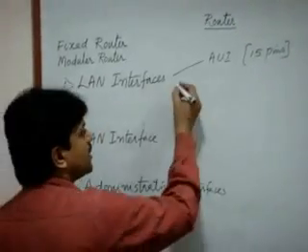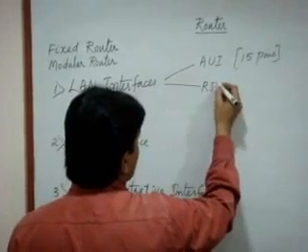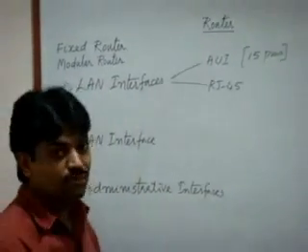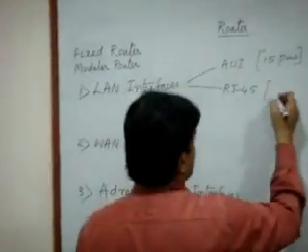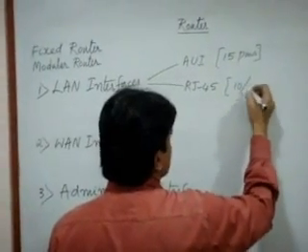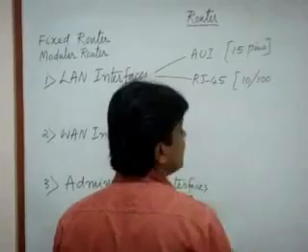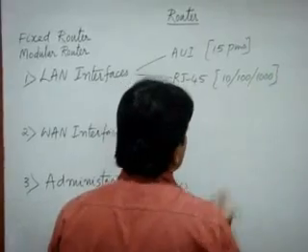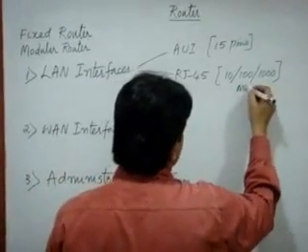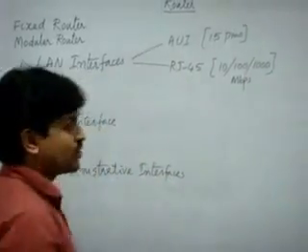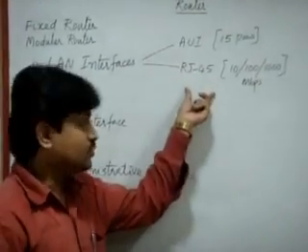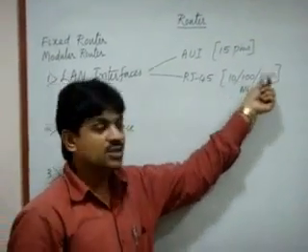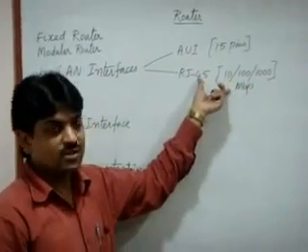That is one LAN interface. Another LAN interface is the RJ45 port. The RJ45 port supports different bandwidths: 10 Mbps, 100 Mbps, and 1000 Mbps. So these are all in Mbps. A 10 Mbps port is called an Ethernet port, a 100 Mbps port is called a Fast Ethernet port, and a 1000 Mbps port is called a Gigabit Ethernet port. All these are for LAN.